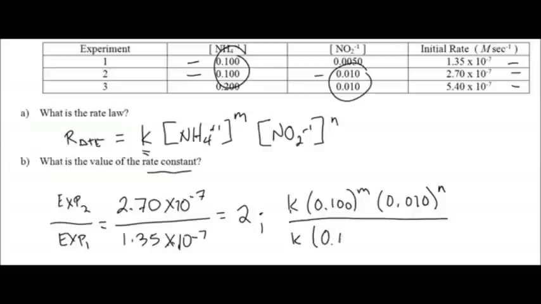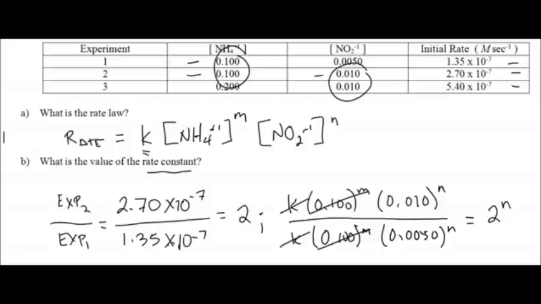So I have 0.100, again, don't know the order, over 0.0050. And what I want to do at this point is cancel out everything that's alike. So M will be the same order, so those can cancel out, and the constant will remain the same. Now what we're left with is the concentration of the nitrite, which is different, and that's okay. It's 0.01 divided by 0.005. What that equals is 2 to the N.